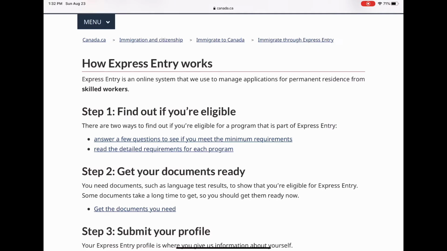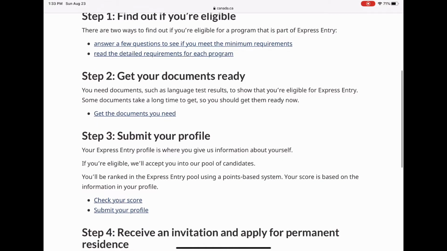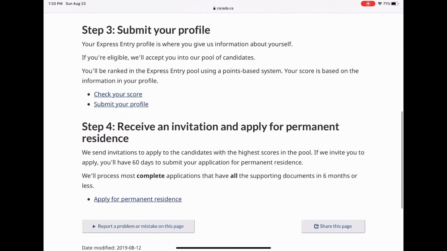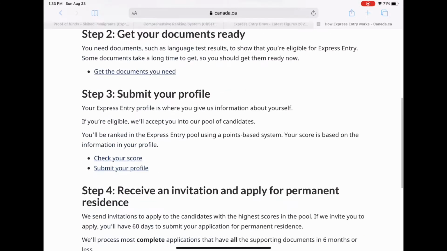If you're a skilled worker, step 1, you need to find out if you are eligible for the Express Entry program, and I'm going to show you how to do that on the Canadian website itself in a few minutes. Next, get your documents ready, and third, submit your profile, and then voila, you're going to receive an invitation and you can apply for permanent residence. If all your documents are original, your application will be processed in about 8 months and you get a PR.